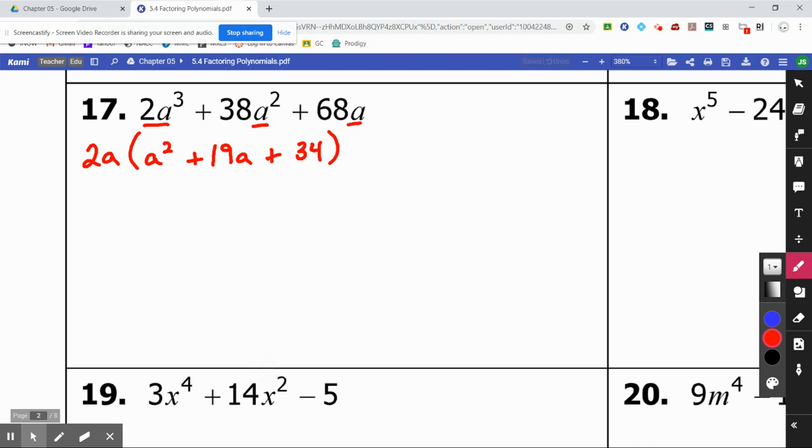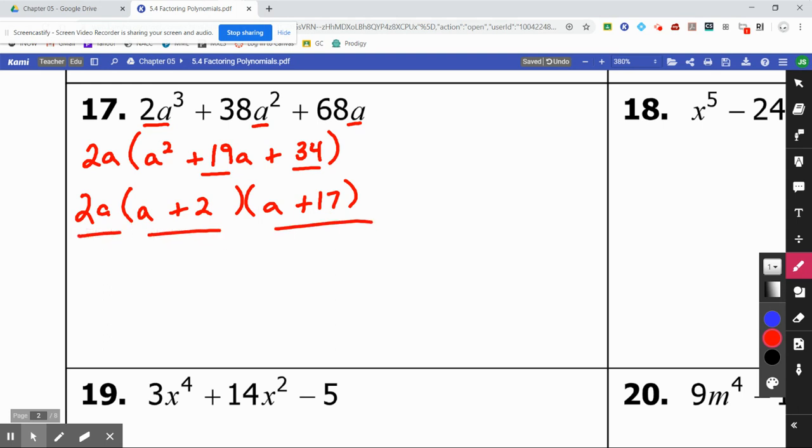Now let's see if the trinomial will factor again. 2 sets of parentheses. A times a gives you a squared. Adds, multiplies is a positive 2 and a positive 17. These are now linear factors. It's a to the first, so you don't have to try to do it again.